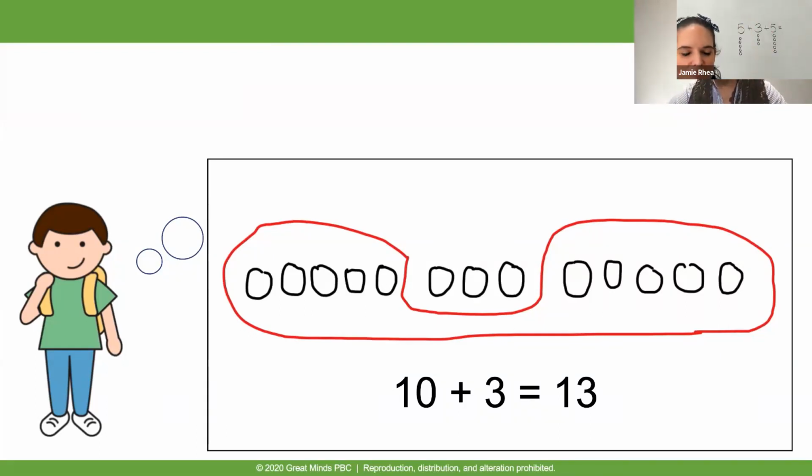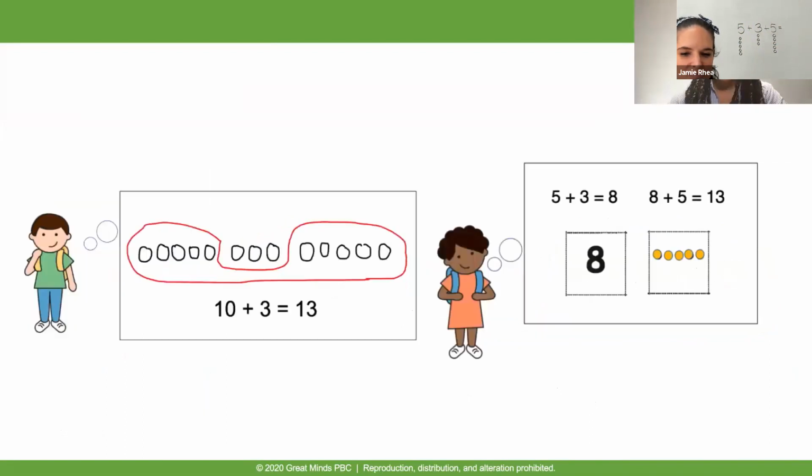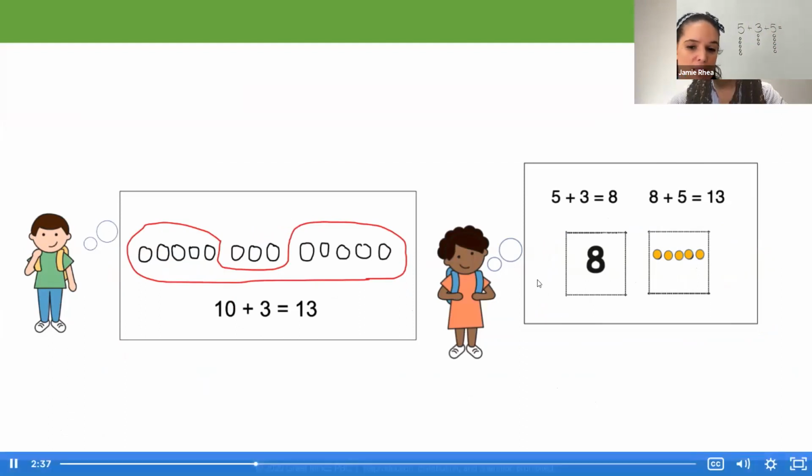I want you to take a moment to think. How are the strategies used by Jada and Ivan similar and different from one another? I also want you to consider who is correct. Go ahead and take a moment to think. And I'm going to pause, kind of talk it out.